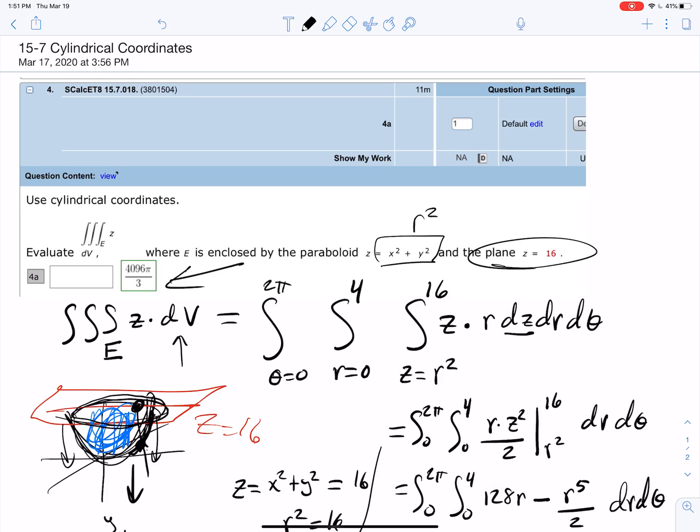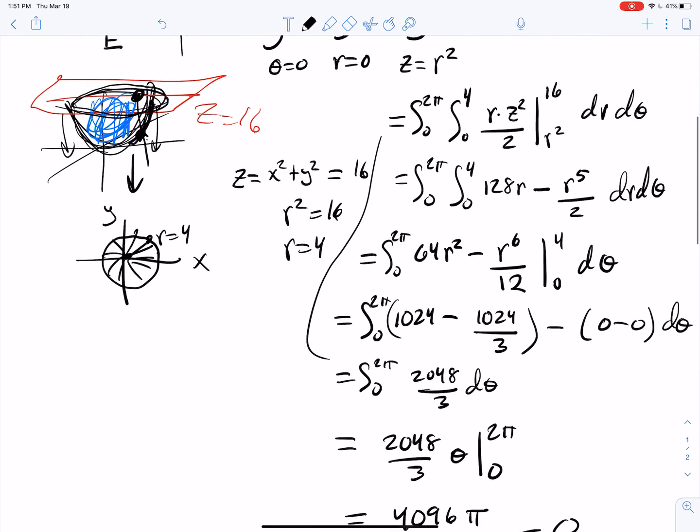Okay, so that's the first problem. Pretty straightforward. Draw the picture, write down the integral, and then do the calculus.